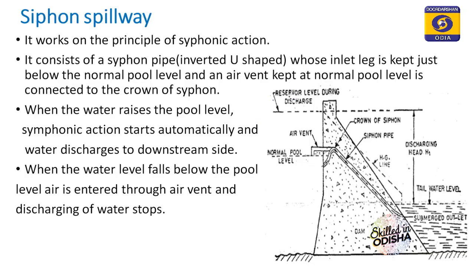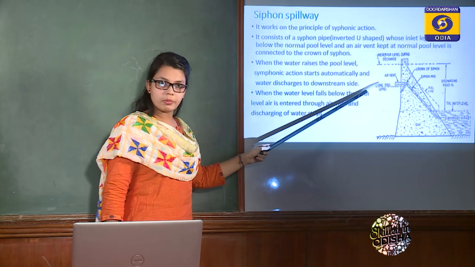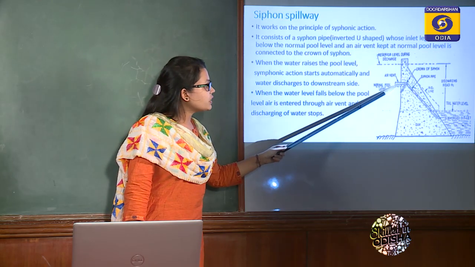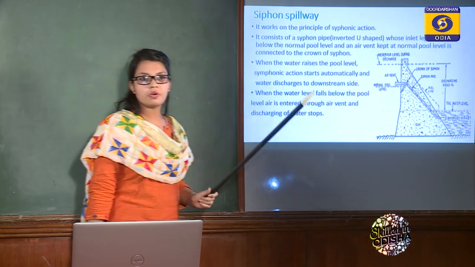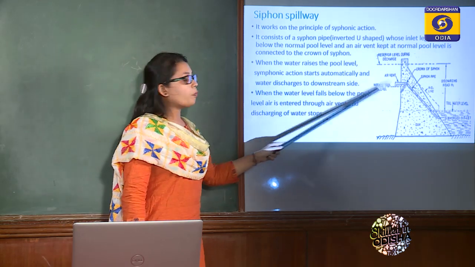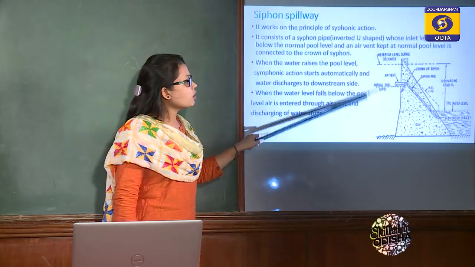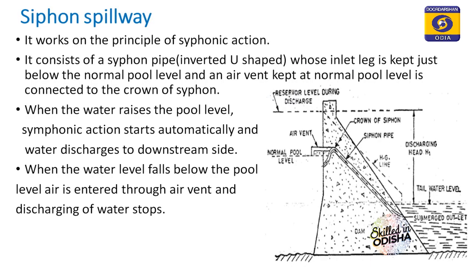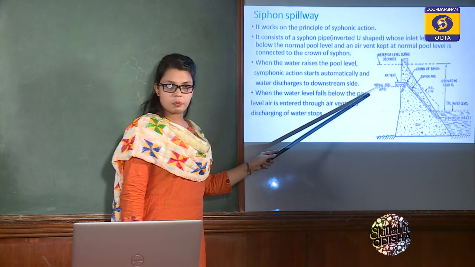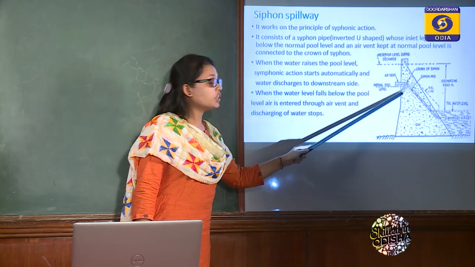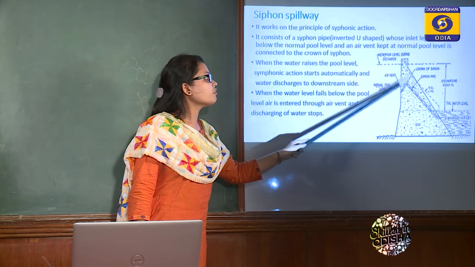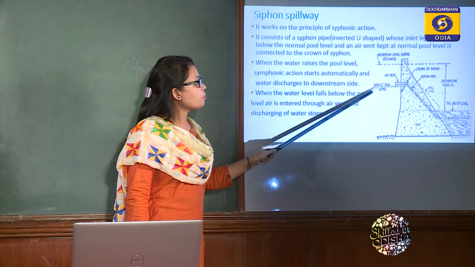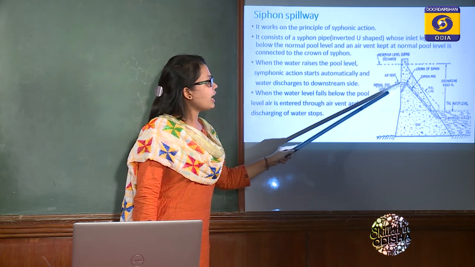But under flood condition, when the water rises above the normal pool level, then water will start to enter through this air vent pipe. So this water is open to the atmosphere, so it is subjected to atmospheric pressure, whereas the pressure at this top point is lesser than the atmospheric pressure. We can consider that there is vacuum pressure here, or negative pressure. So there is a pressure difference between this point and the top point.